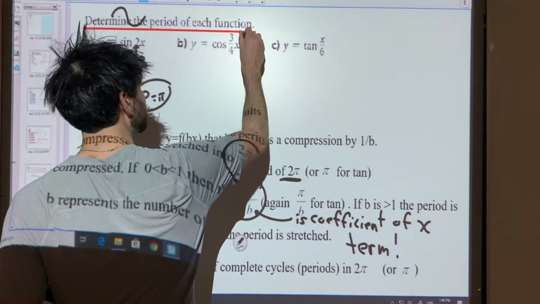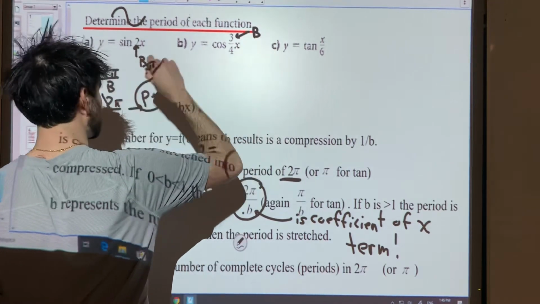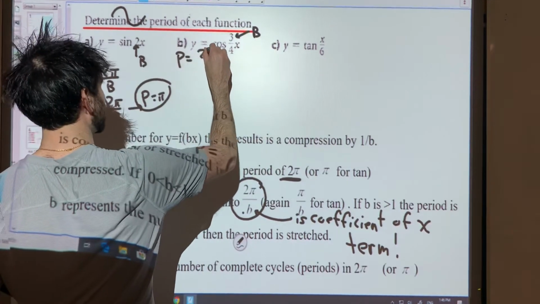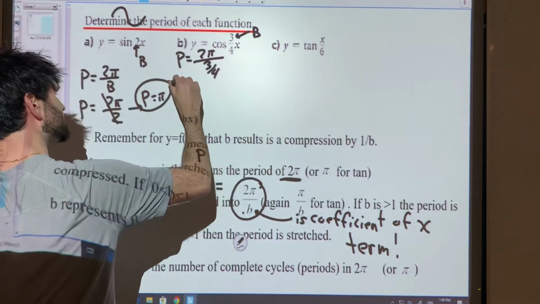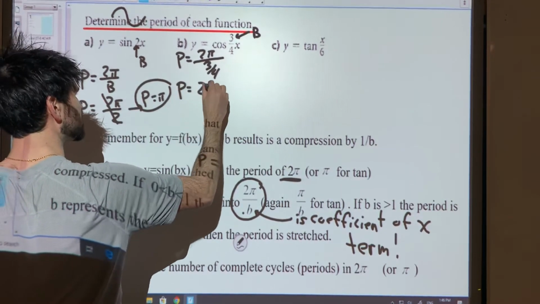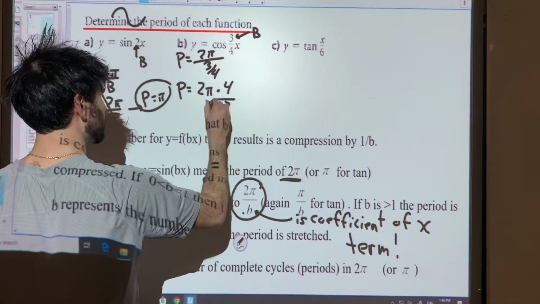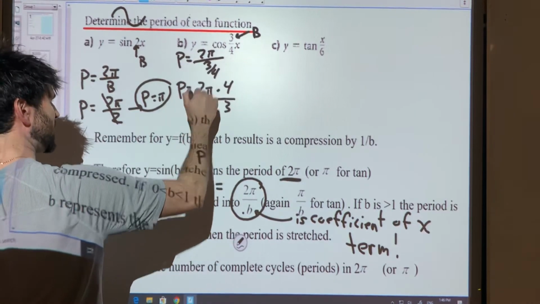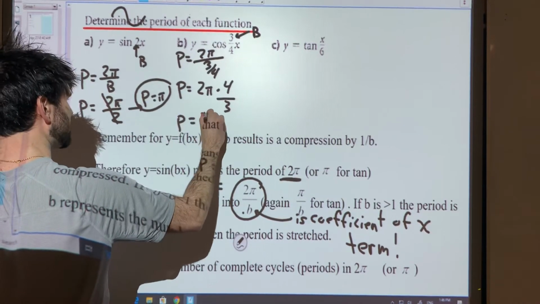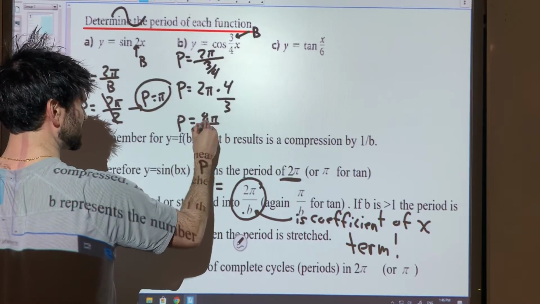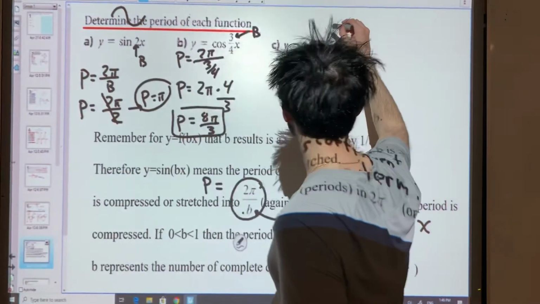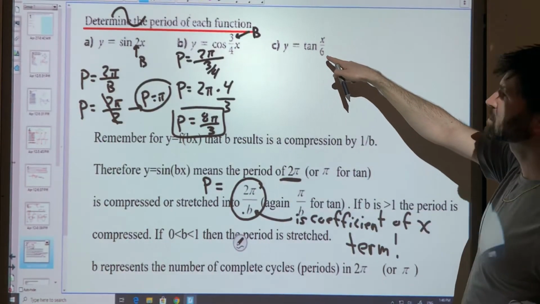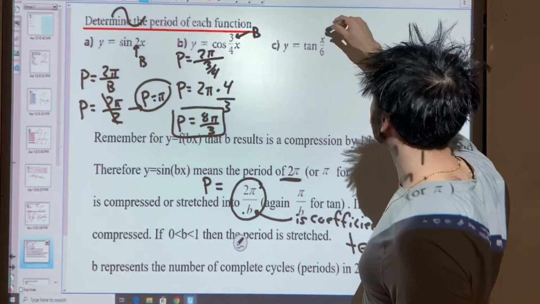All right, so here's my b value, it's 3 over 4. When I go to my formula, I go 2 pi over b, so 2 pi over 3/4. Do the reciprocal, change it to multiplication, so it's 2 pi times 4 over 3. I get 8 pi, and the 3 doesn't go in evenly, so I get 8 pi over 3. Done!